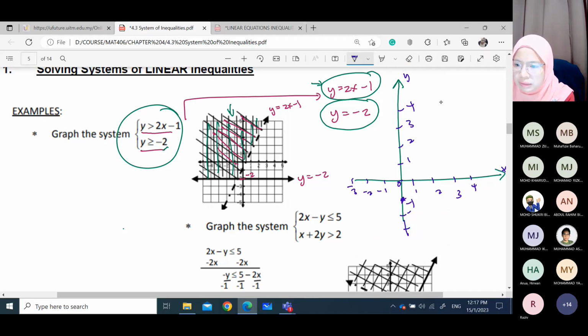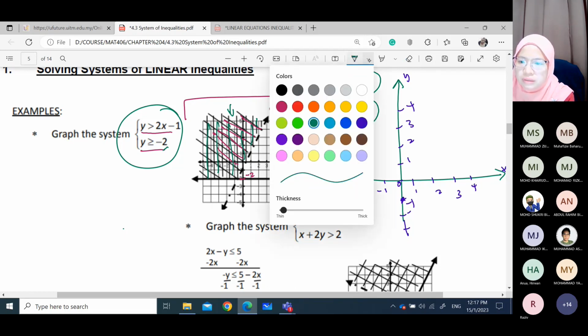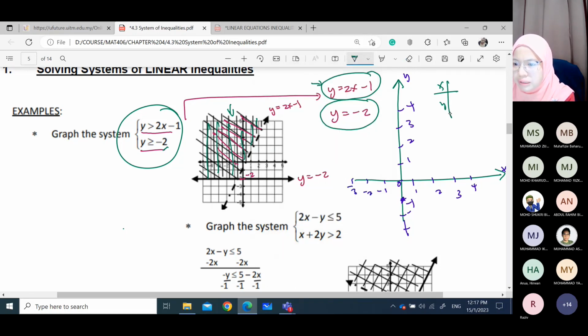Kita plot graph lah. So, x, y, kosong, 1, 2. X0, y negatif 1. Kat sini point dia. X1, y berapa? 2 minus 1, 1. Ya ke? Tak. X kosong y negatif 1. X1, 2 darab 1, 2. 2 tolak 1, 1. Okay. 2 times 2, 4. 4 minus 1 is 3.